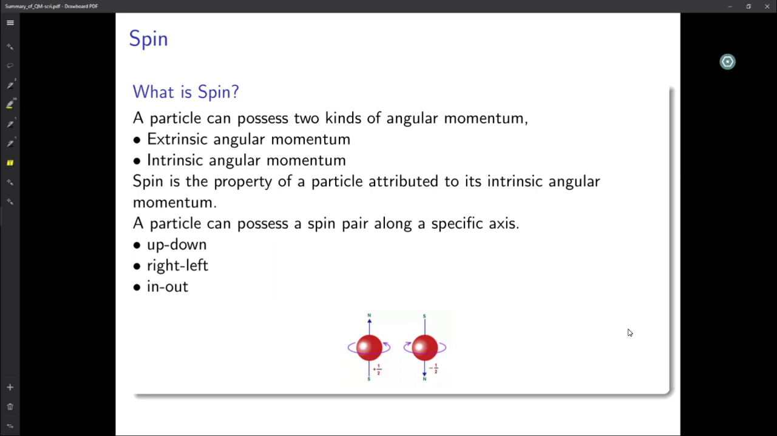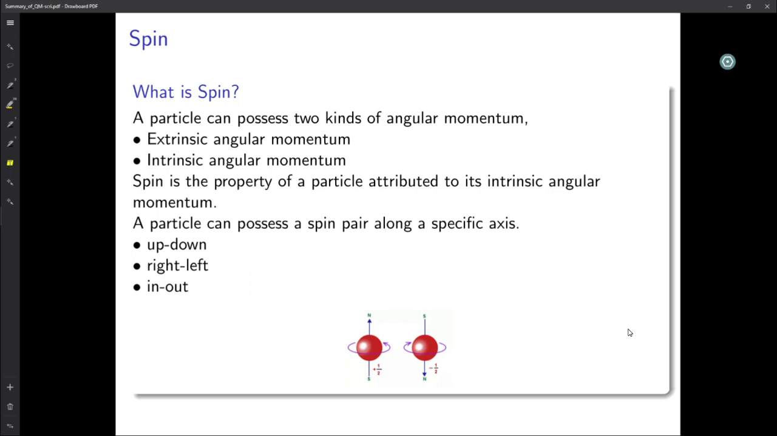So the spin is a property of a particle that is attributed to its intrinsic angular momentum. So a particle can possess a spin pair. Spin is basically, as Pauli explained it, another degree of freedom given to a particle rather than its three dimensions of motion. So there are two types of spin along a specific axis. The spin along, say, the y-axis would be left in and out, along the z-axis would be up and down, and along the x-axis would be right and left.